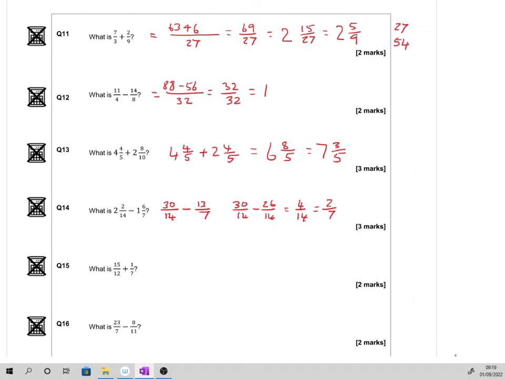15 over 12 plus 1/7. Okay, big numbers here. 7 times 12, 84. 7 times 15, 15 times 7, 35, 7, 105. 105 plus 12, which equals 117 over 84, and 84's into that is 1, and so we've got 117 minus 84, see what we've got left over, 33.